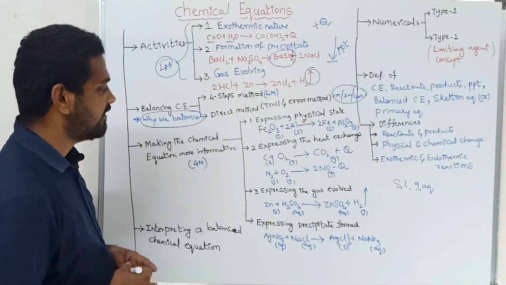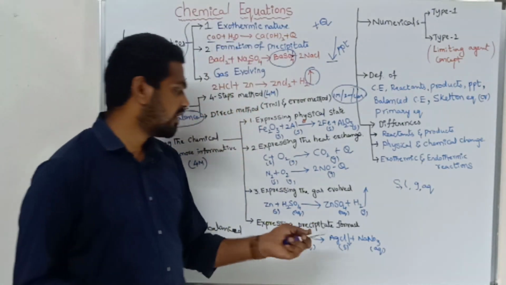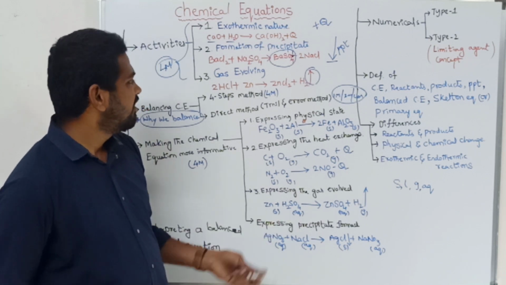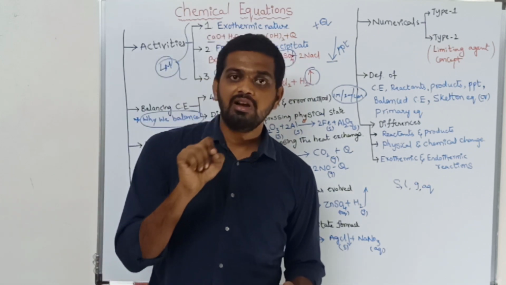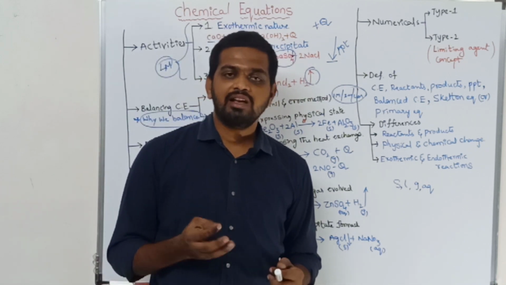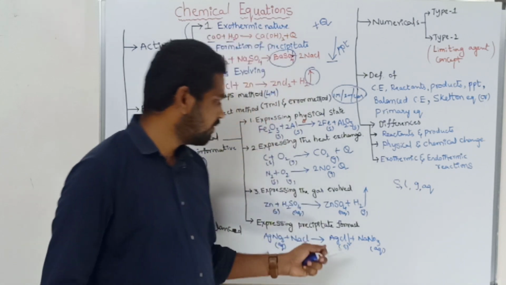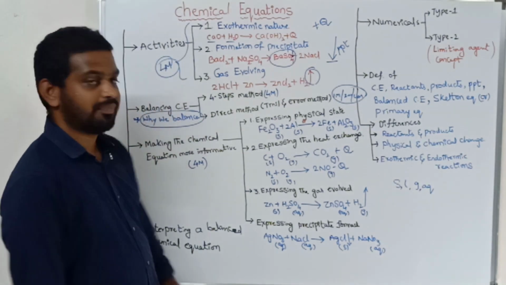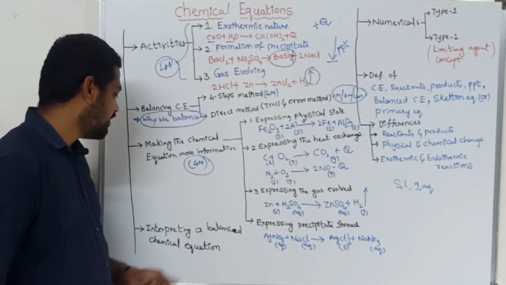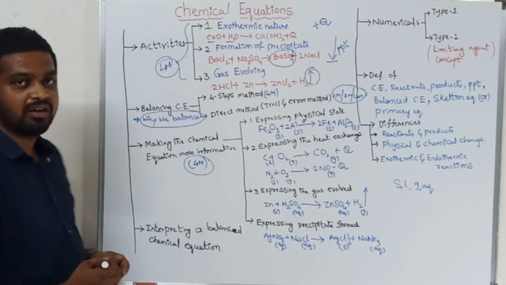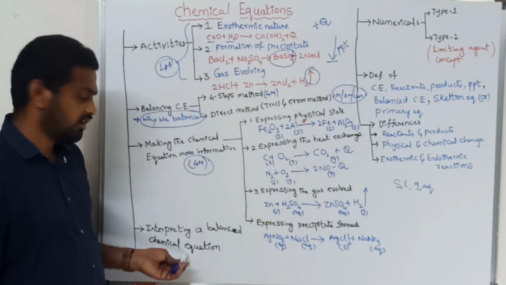Coming to expressing the physical state of a precipitate, or formation of a precipitate. For that, you can write this example or this example, but you should represent the precipitate with a downward arrow. Why? Because the precipitate will be collected at the bottom of the beaker. So that's why you should represent it with a downward arrow. Remember, children, this is a 4 marks question.